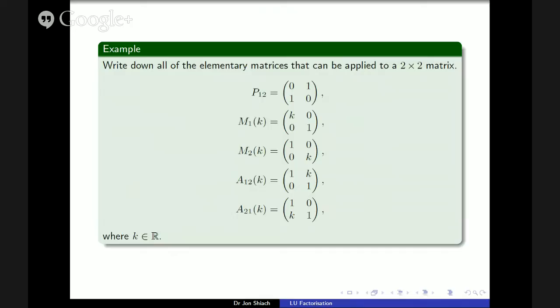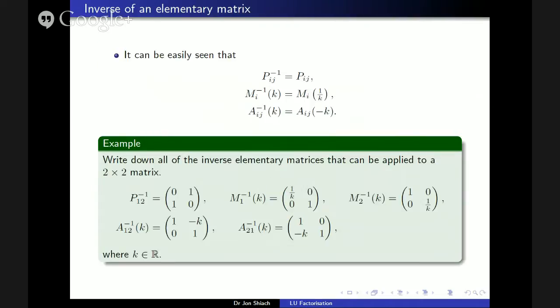A nice thing about elementary matrices is it's dead easy to calculate their inverses. If you swap two rows, the opposite operation is just to swap them back. So if we've swapped rows I and J around, to undo that, the inverse is just to swap them back. So Pij inverse is simply Pij. If we multiplied a row by K, to undo that, we simply multiply the row by 1 over K. So the inverse of Mik is simply Mi 1 over K.